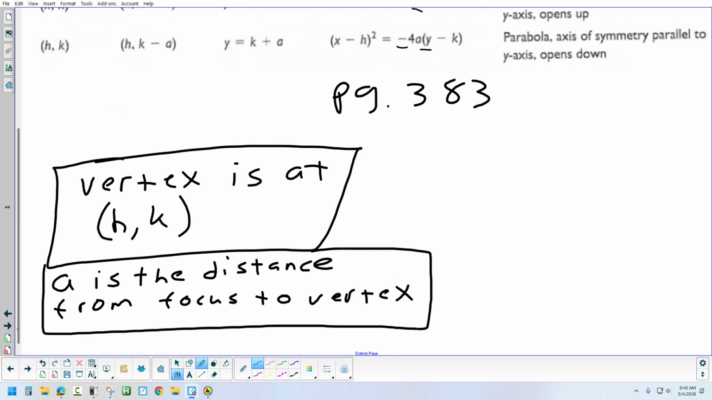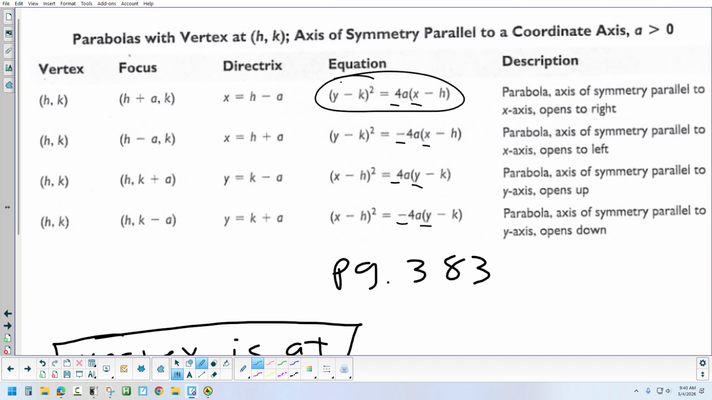A is still the distance from the focus to the vertex, or the distance from the vertex to the directrix. Take that. Axis of symmetry, it's always parallel to one of the axes, either the x or the y. If a parabola opens left or right, axis of symmetry is always horizontal. If a parabola opens up or down, axis of symmetry is always vertical.